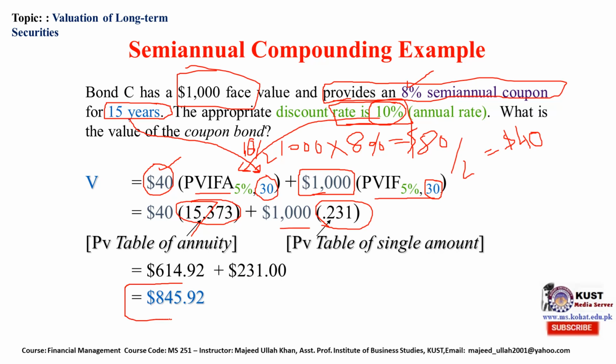Total value of the bond is $845. And this is the intrinsic value that we have calculated based on certain factors. Certain factors are the discount rate and the number of years. So the bond is sold and purchased at a discounted price in the open market, and its face value is $1000.